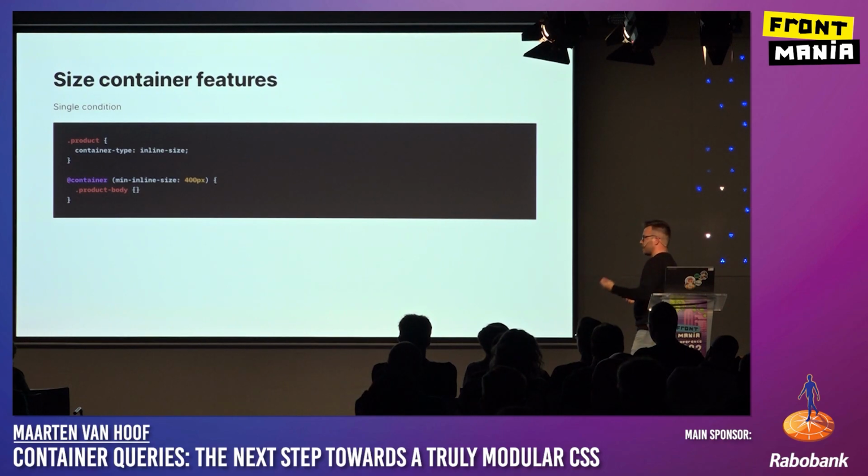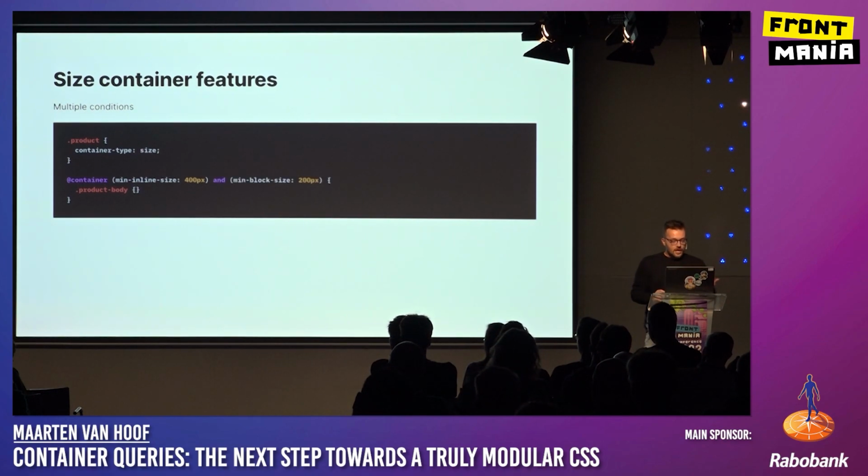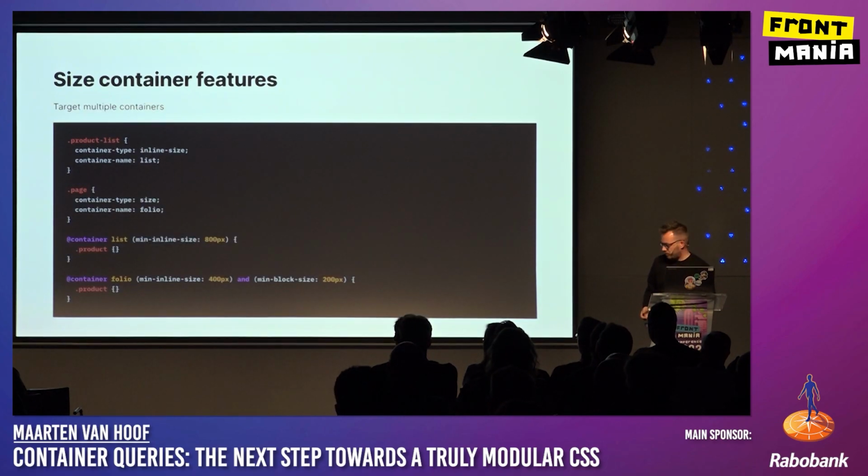And then when we have set size on a parent element, when we set containment on a parent element or an ancestor, we can then use the @container rule to query the dimensions of the ancestor, just like a media query. So in this example, we say, okay, when the minimum inline size is 400 pixels, then do something with the product body. And just like with media queries, we can use multiple conditions. So here we set the container type on size, so that we can both query the minimum inline size and the block size, and then our product body does something very special. I do not know what, but it's very special, I hope.